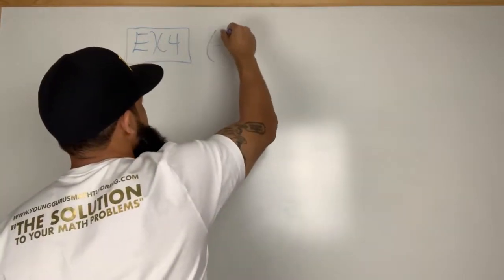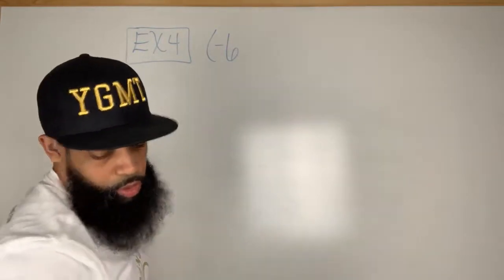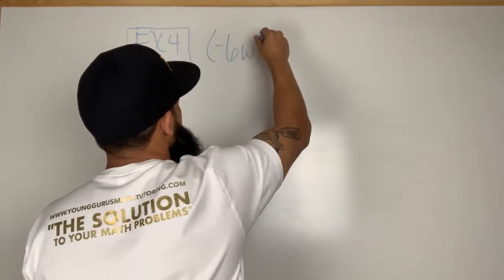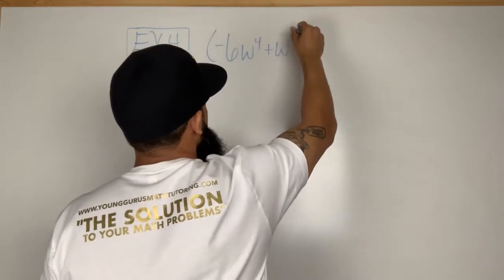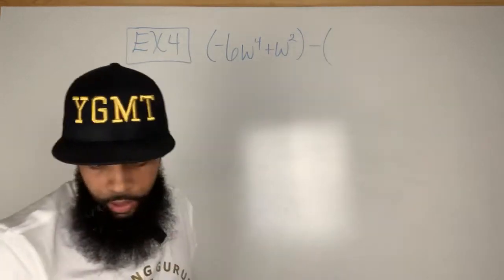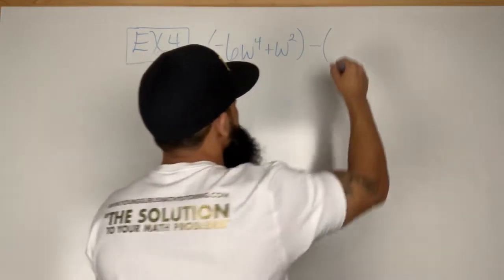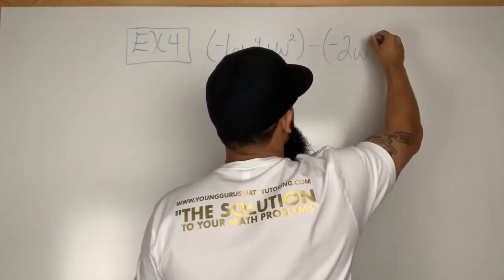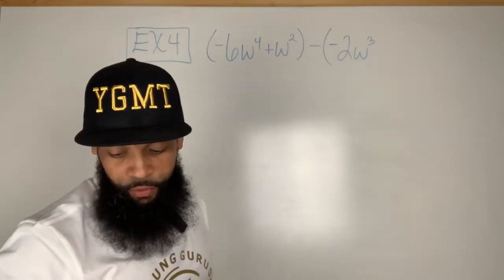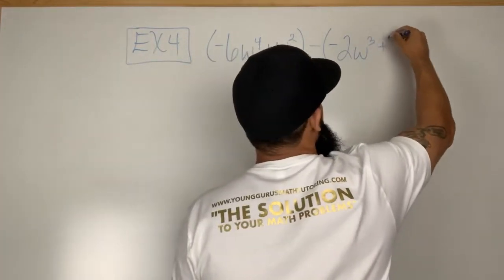Let's see, negative 6w to the 4th plus w squared, and minus negative 2w cubed plus 4w squared minus w.